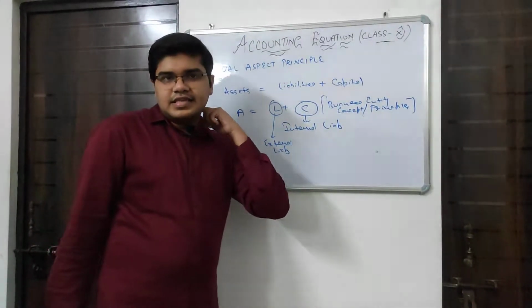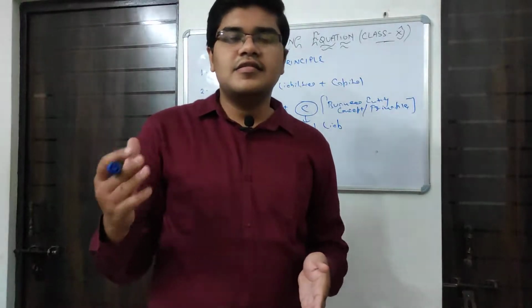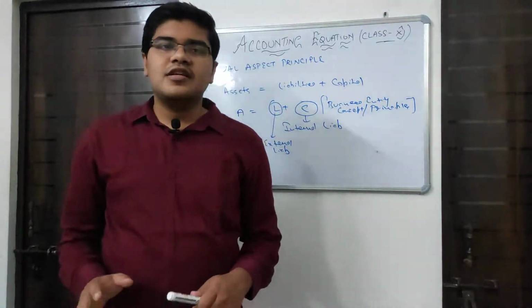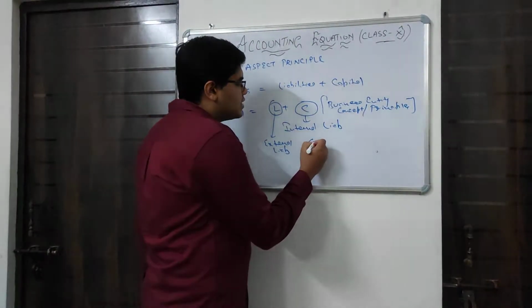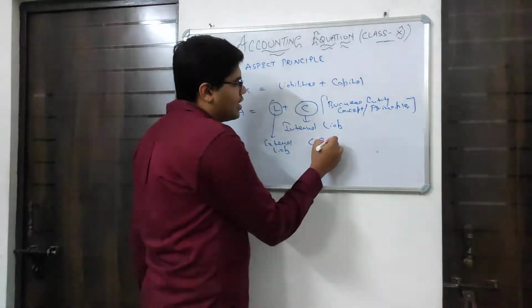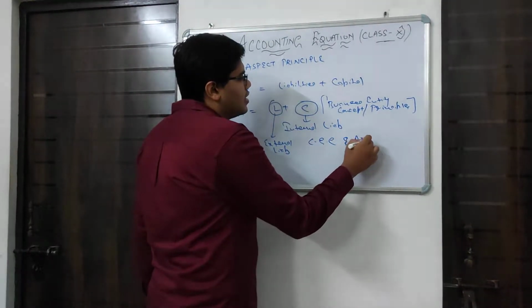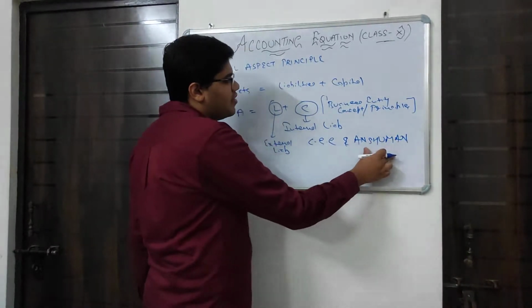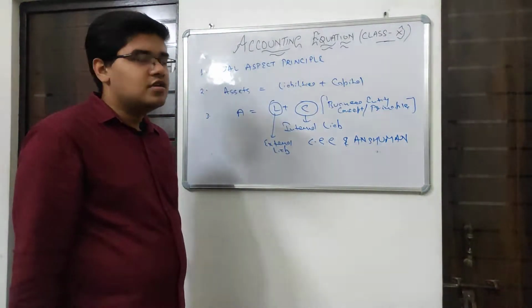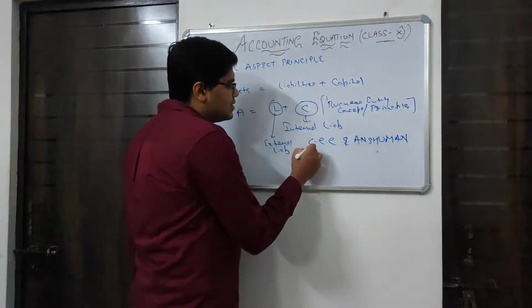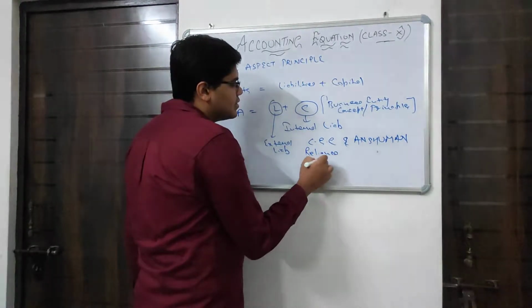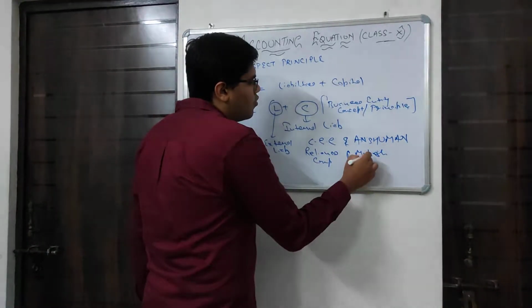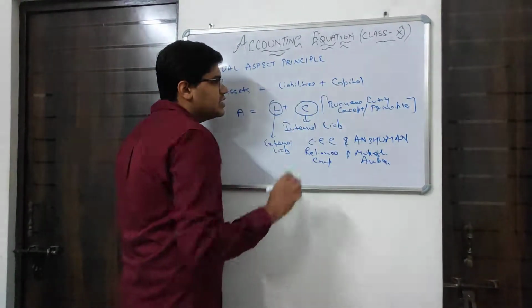Business entity concept states that both the owner and the business have their different identity. They are not the same. For example, if I am running my coaching classes as Commerce Gateway classes and my name is Anshuman, then I am the owner of this coaching, but both are different. I am different and my coaching classes are also different. For example, Reliance company and Mukesh Ambani are both different from the business entity principle.